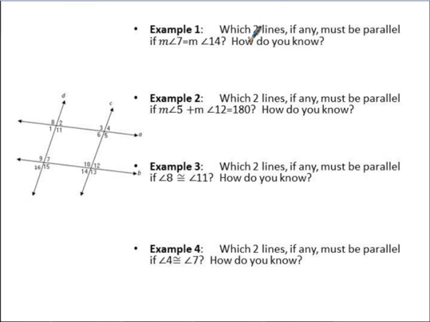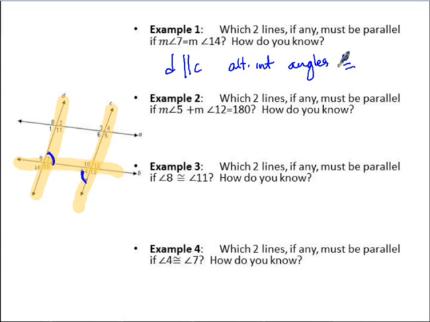So let's take a look here. Which two lines, if any, must be parallel if 7 is congruent to 14? The easiest way to do these kinds of problems is to highlight the lines that are involved. The lines that are involved in making angle 7 are those two. And the lines that are involved in making 14, we already have one of them, and here's the other one. So now I have these two lines cut by this transversal, and I have this angle congruent to this angle, and that tells me that D is parallel to C because alternate interior angles are congruent. That's the easiest way to do it, so I would just do that each time.